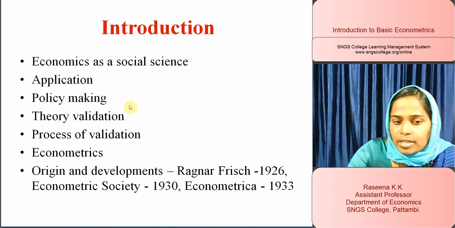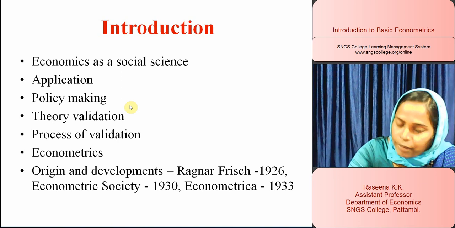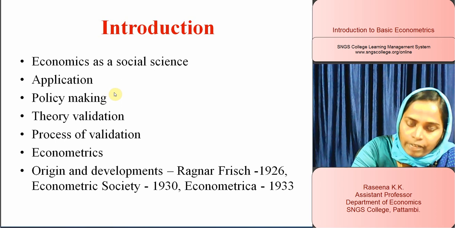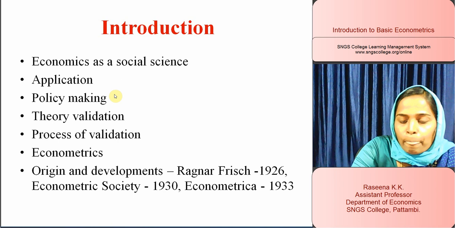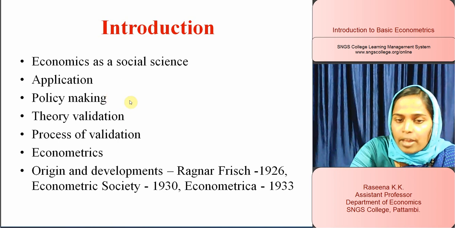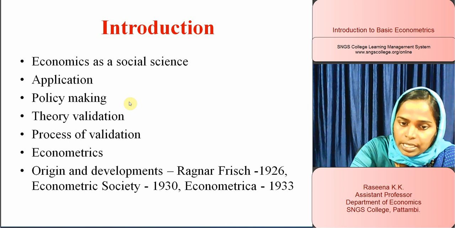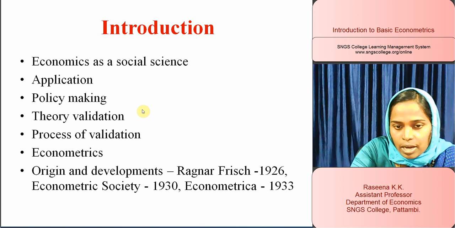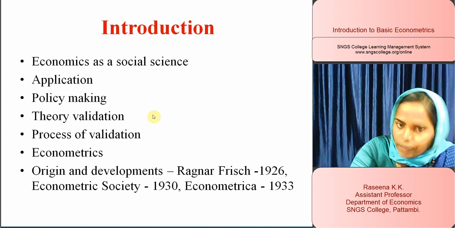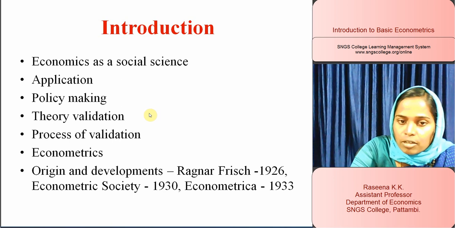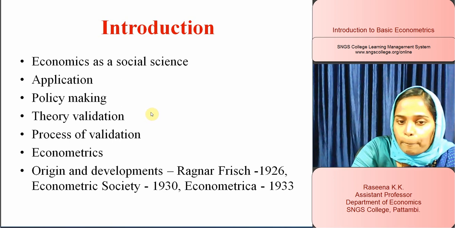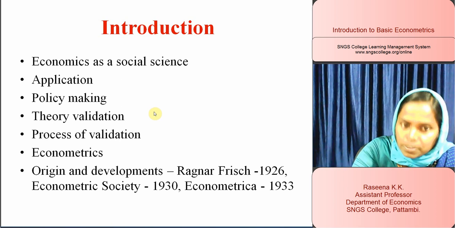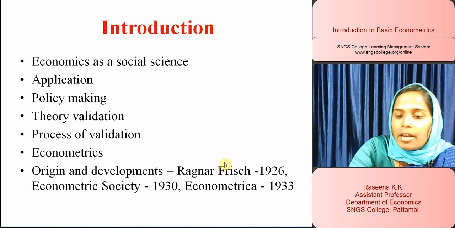The term econometrics itself was introduced by Ragnar Frisch in 1926, and after that the subject matter develops only after the establishment of a society known as the Econometric Society in the 1930s, and this Econometric Society published their journal called Econometrica in 1933. After the publication of Econometrica, the subject matter of econometrics is well explained and discussed, and there is a greater acceptability for this subject matter after 1933.